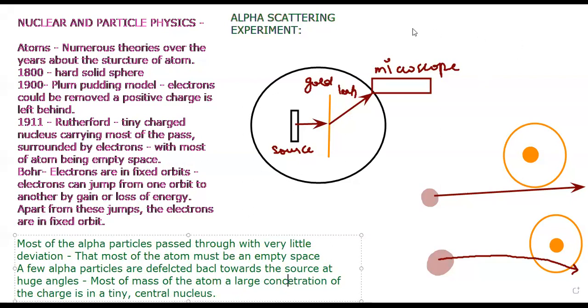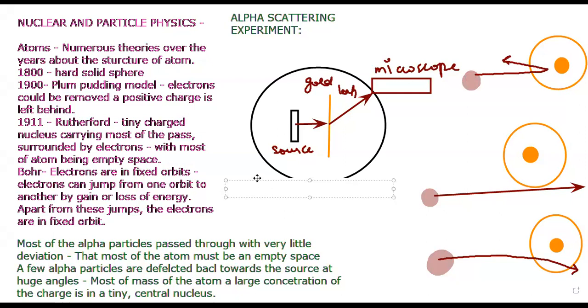And then we noticed something even more interesting. They also noticed that in your gold leaf, there were certain particles that were actually deflecting all the way back. So they would come close to the nucleus and then they would go in the opposite direction, right? These were the three observations that they made. This was the third observation.